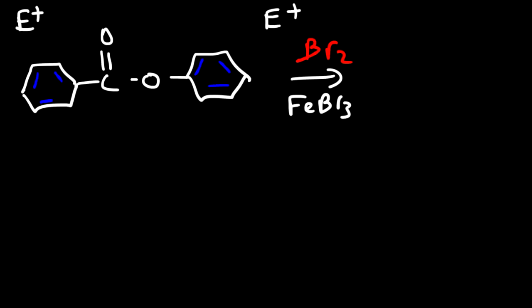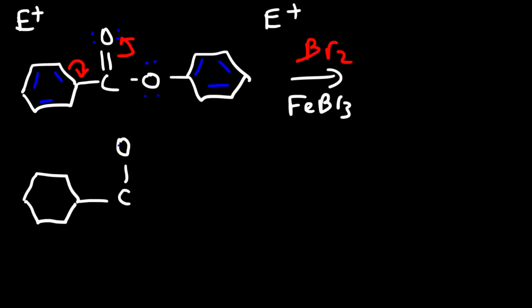So which ring is most nucleophilic? Here we have a carbonyl group, and here we have an oxygen with two lone pairs. Which of these groups will make a ring more nucleophilic? Well, we need to draw resonance structures to find out. So let's focus on the carbonyl group. The carbonyl group is an electron withdrawing group. It can pull electrons from the ring by means of the resonance effect.